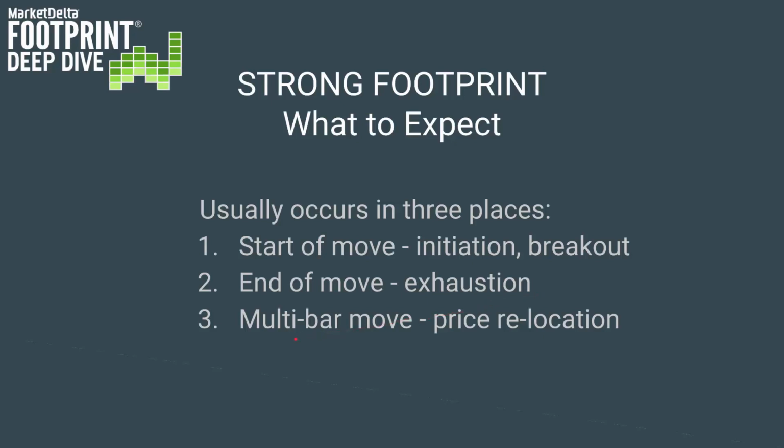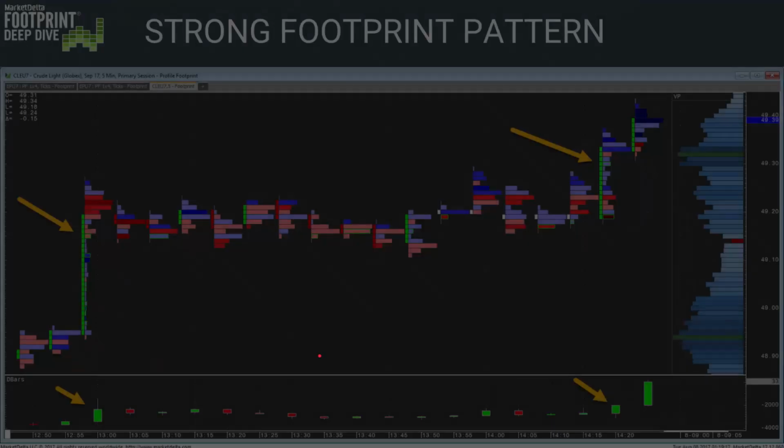And then multi-bar move, this would be an area where we get price relocation, where you have strong bar after strong bar after strong bar. That is a very strong pattern. That is indicative of strength, but it's also conveying price relocation from one area to the next. And you'll see that pattern sometimes.